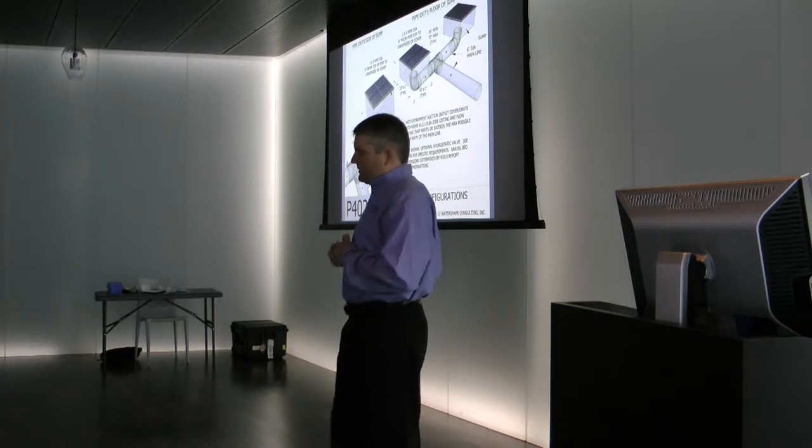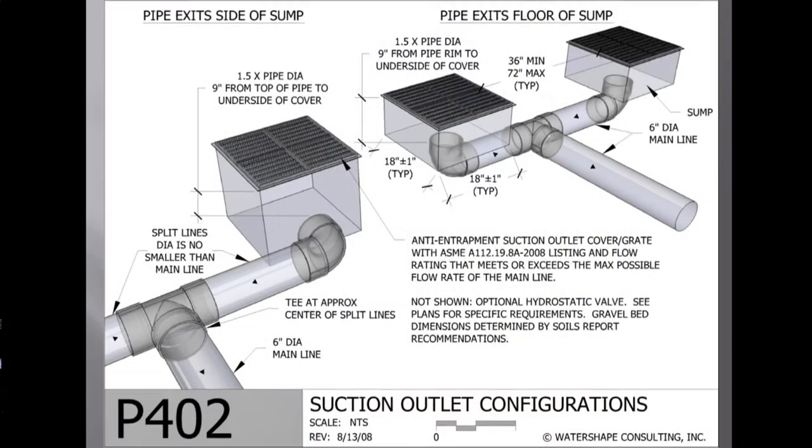A couple of the rules. The most important one is that for all new construction, you need to have two split drains. And the reason for that is that if you lay your body down on one of them, the other drain can handle 100% of the flow. In other words, you're not going to be held down and pinned down by the vacuum pressure of that pump.